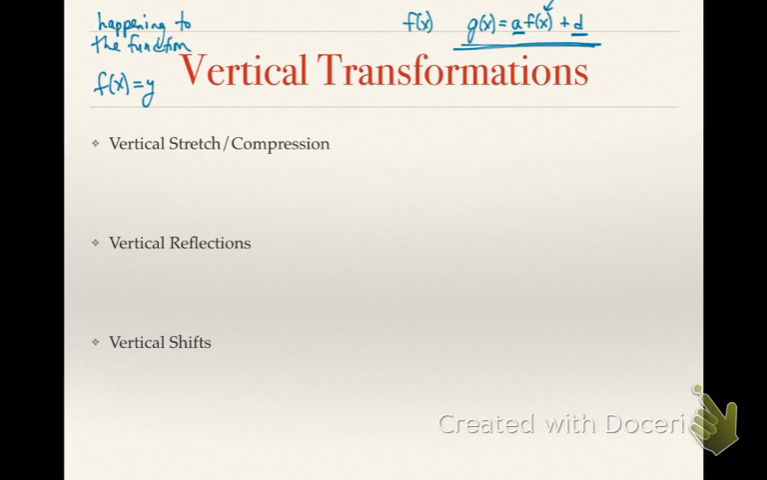Now vertical stretch and compression, that's when you're dealing with dilations. You're multiplying by a certain value. Now what you're going to do is look at your a value. Your a value is going to tell you how you are stretching or compressing. I'm going to take the absolute value just because I want to look at the positive value of it. If your a value ends up being greater than 1, then you have a stretch. If your a value is less than 1, then you have a compression.